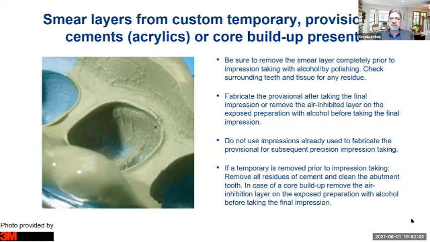And don't use impressions already used to fabricate provisionals. I know many provisionals utilize an impression tray, and they inject the provisional material into the tray and then seat it in the patient's mouth. And sometimes that can distort it. So you don't want to use those impressions already used for fabricating the provisional. You're going to have some distortion there. And if the temporary is removed prior to impression taking, just remove all those residues around the tooth and the abutment tooth. Make it nice and clean, because otherwise you're going to have a distorted impression.